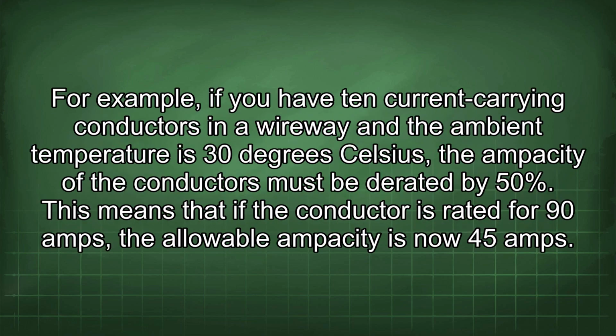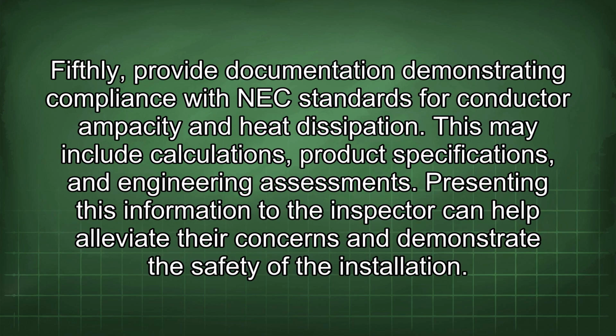For example, if you have 10 current-carrying conductors in a wireway and the ambient temperature is 30 degrees Celsius, the ampacity of the conductors must be derated by 50%. This means that if the conductor is rated for 90 amps, the allowable ampacity is now 45 amps. Fifthly, provide documentation demonstrating compliance with NEC standards for conductor ampacity and heat dissipation. This may include calculations, product specifications, and engineering assessments. Presenting this information to the inspector can help alleviate their concerns and demonstrate the safety of the installation.